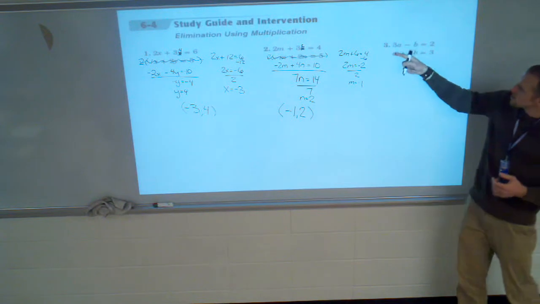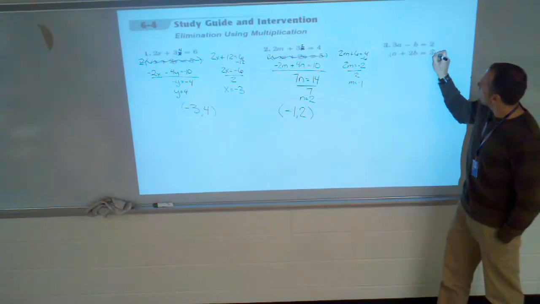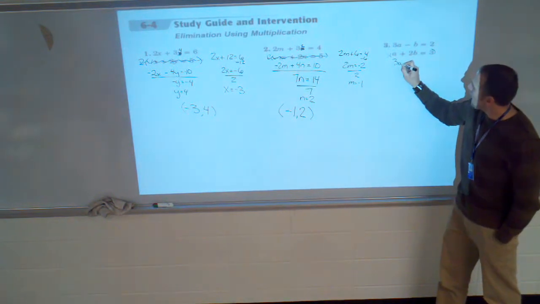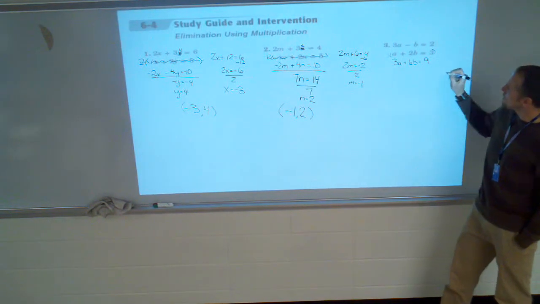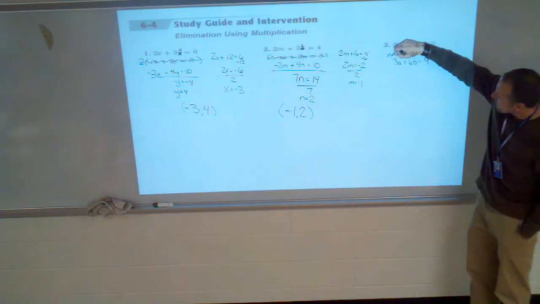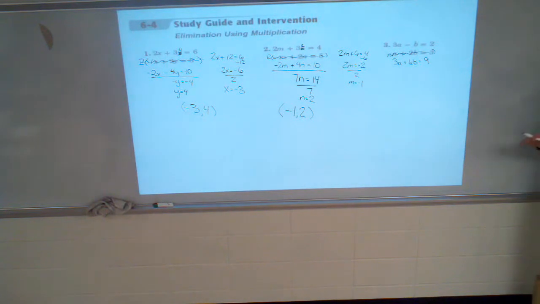No real reason, that's just what I'm going to do. Multiply this bottom one by 3. So this will be 3a plus 6b equals 9. Now, I'm going to cross this out, or if I'm you, I'm probably going to erase it.